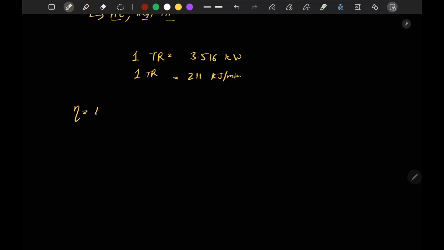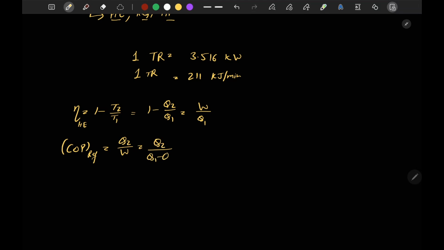So efficiency, for a heat engine of course, is written as 1 minus T2 by T1, which is equal to 1 minus Q2 by Q1, and this is equal to W upon Q1. And if we talk about COP of refrigeration, COP of refrigeration is given as Q2 upon W, which is equal to Q2 upon Q1 minus Q2, which is equal to T2 upon T1 minus T2.